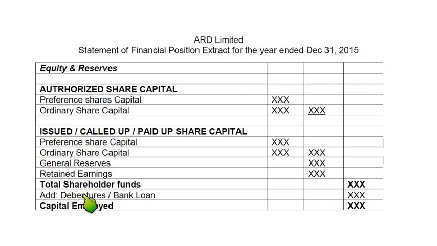Then in this question, sometimes the examiner asks for the figure of capital employed. Now you are aware capital employed is the total amount invested in the business either by the shareholders, that is owners, and also by outsiders, that is lenders or loan providers. So if we add debentures or bank loans to the total shareholder funds amount, we get capital employed. We only need to calculate capital employed if asked by the examiner. If not asked, we keep it till total shareholder funds.